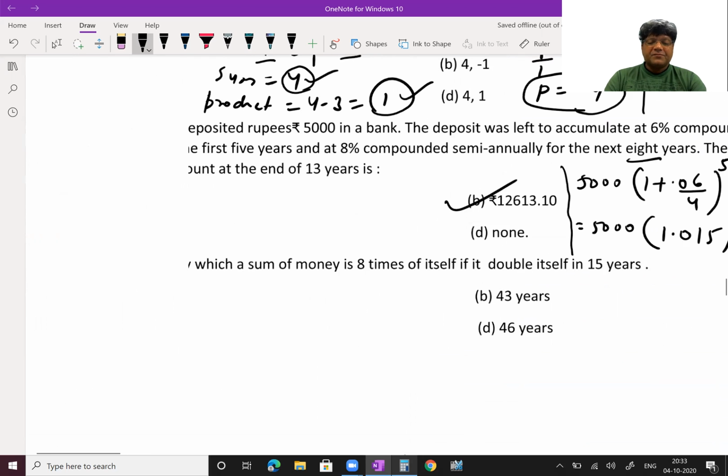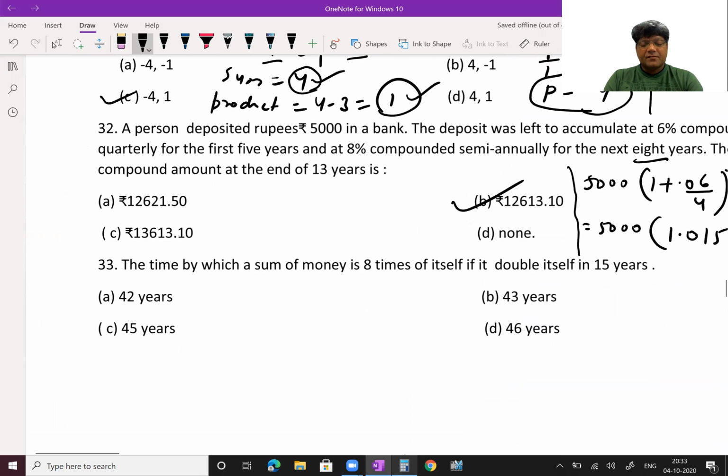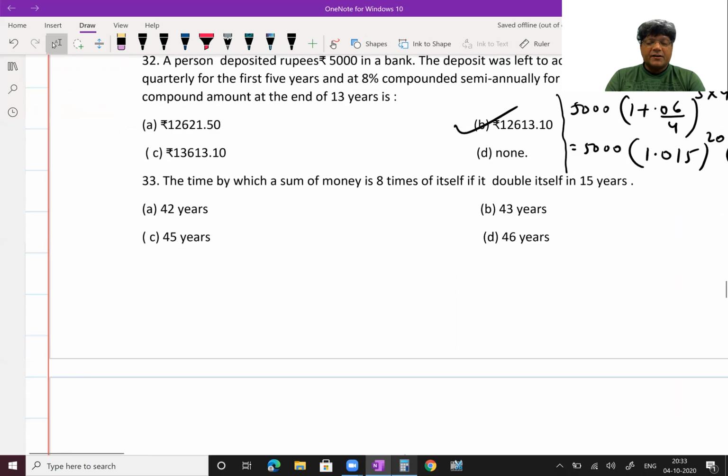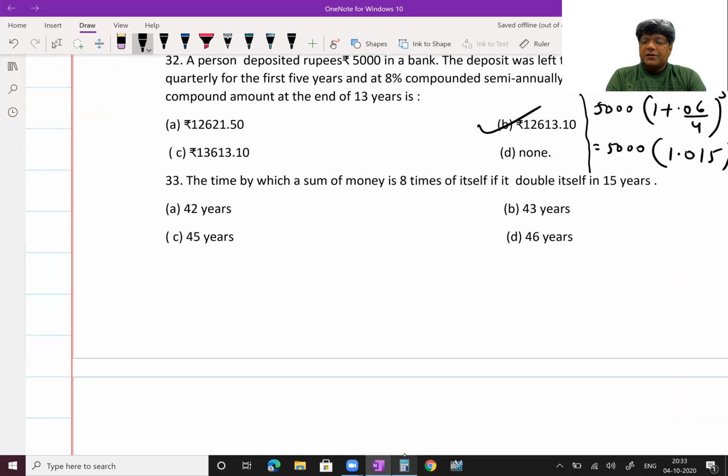Okay. Next is: the time by which a sum of money becomes 8 times itself, if it doubles itself in 15 years. Look, a sum of money becomes 8 times itself, if it doubles itself in 15 years. Guys, let the principal be P. So if it doubles itself in 15 years, it means the amount is equal to 2P, principal is P into 1 plus i to the power, how many years?